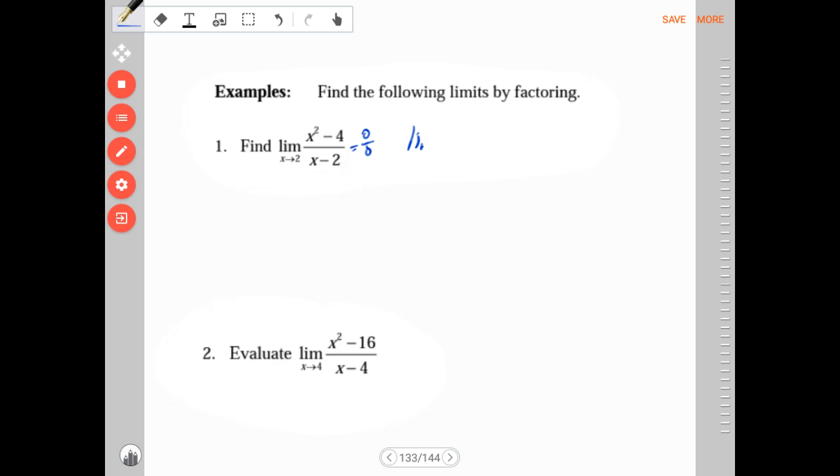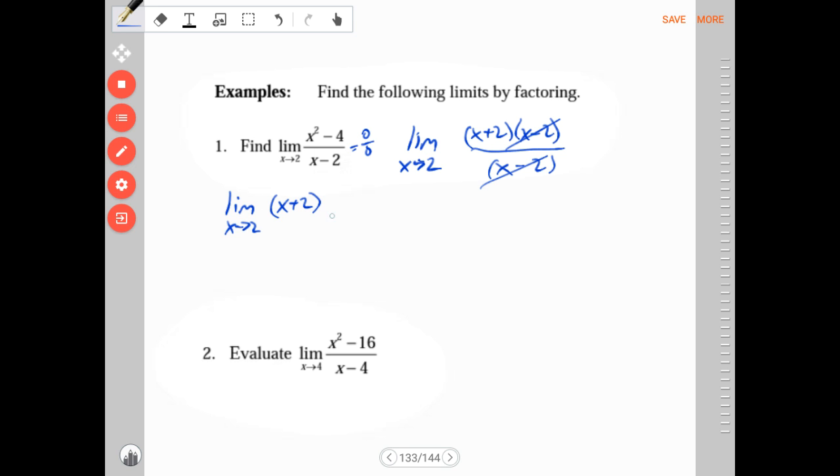So this is the limit as x approaches 2. Yes, you're supposed to write this every time. Then we factor the top, so that's x plus 2, x minus 2, difference of squares, all divided by x minus 2. So then this part factors. Now look, as x approaches 2, 2 minus 2 is 0 on the top and the bottom, so the 0 over 0 part cancels. So really, this is now the limit as x approaches 2 of x plus 2.